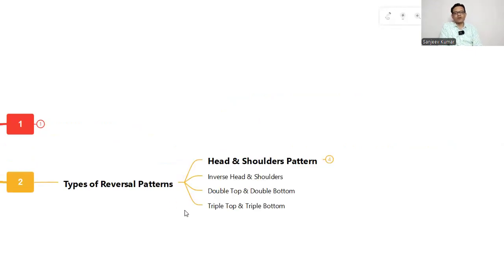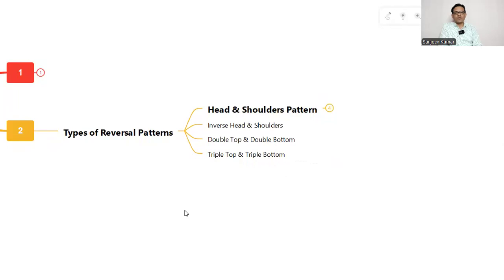Now, the second point, types of reversal patterns. There are mainly four types of reversal patterns. One is head and shoulders, second is inverse head and shoulders, third is double top and double bottom, and fourth is triple top and triple bottom. Today I am going to discuss the head and shoulders pattern. Next Saturday I will discuss inverse head and shoulders, then double top and double bottom, then triple top and triple bottom.